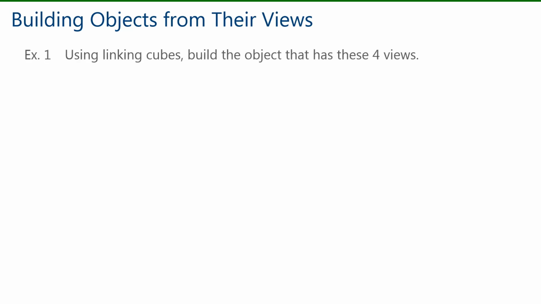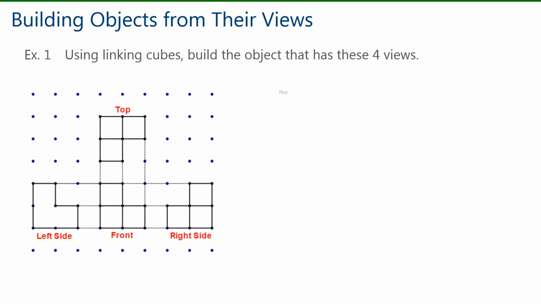Example 1. Using linking cubes, build the object that has these four views. So where do we start first? The easiest place to start is to always look and see if there's one view that has no change in depth. In this example, we can see that the left side has no change in depth because there are no lines drawn inside the view. And this is an easy view to start with because we don't have to worry about building on blocks that have to stick out further than the rest.